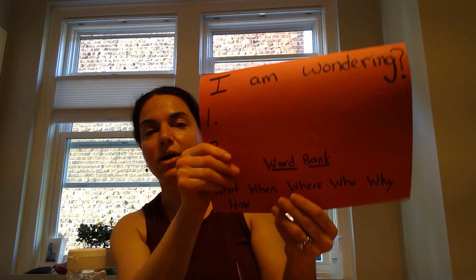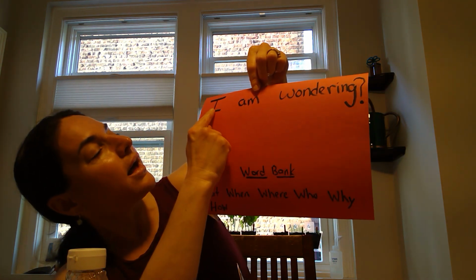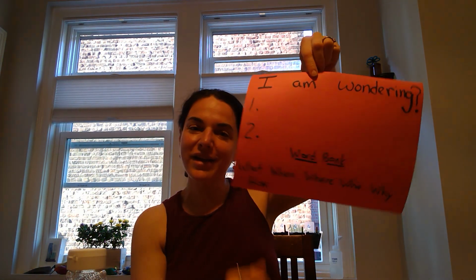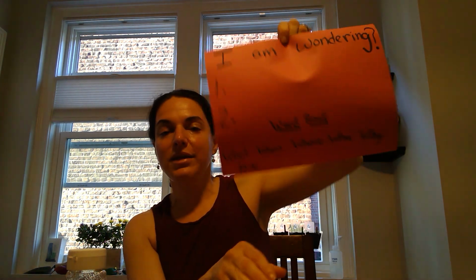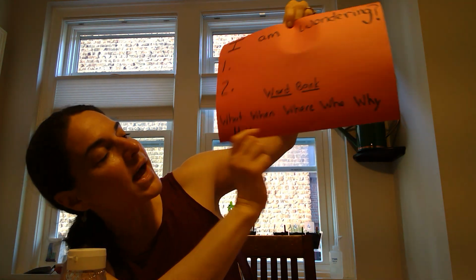I would also like you to think about 2 questions that you are still wondering about bees. And you can use this sentence starter. I am wondering something that you're curious about. And I have a word bank here for you to use with question words that you can begin your questions with. What, when, where, who, why, and how. So for example, one question I have is, how do bees turn nectar into honey? I want to learn more about that process.